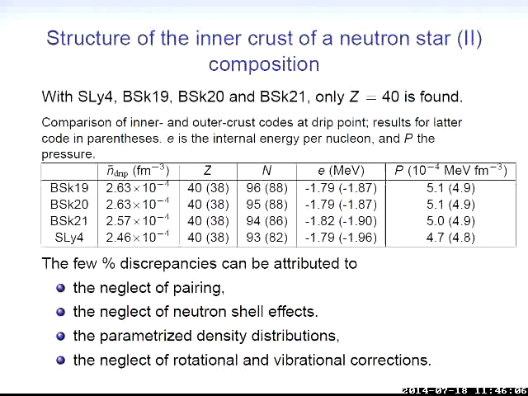And we can explain these few percent discrepancies because for the outer crust code, for the calculation of nuclear masses, obviously we are doing the full HFB, so there is pairing, there are shell effects, and there are also other corrections which are not included in the inner crust.